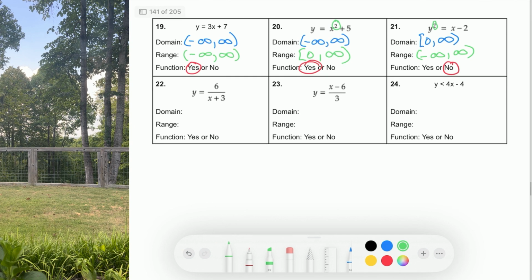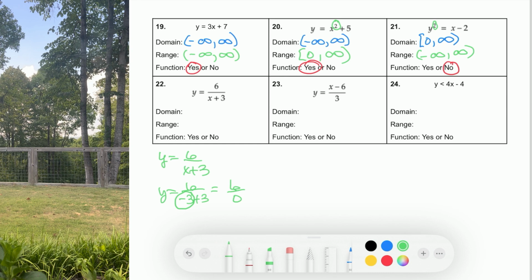Number 22, y equals 6 over x plus 3. All right, so remember in our notes, we learned that we can't have a 0 in the fraction denominator. So we need to figure out what number would give us a 0 in that bottom. So I'm going to write out y equals 6 over x plus 3. If I replace that x with a -3, then I end up with a 0 in that denominator, and that's not allowed. So what that tells me is -3 cannot be a part of our solution.